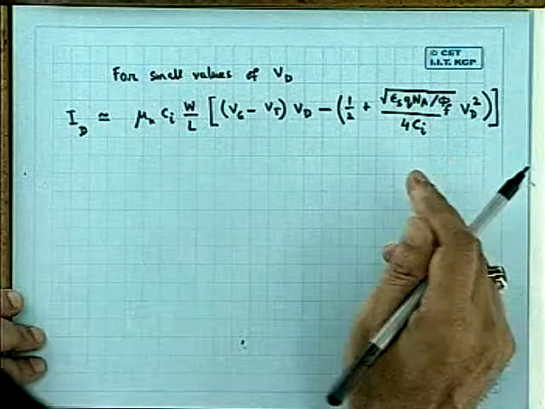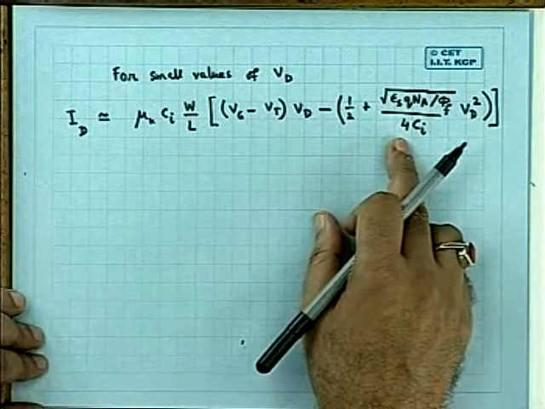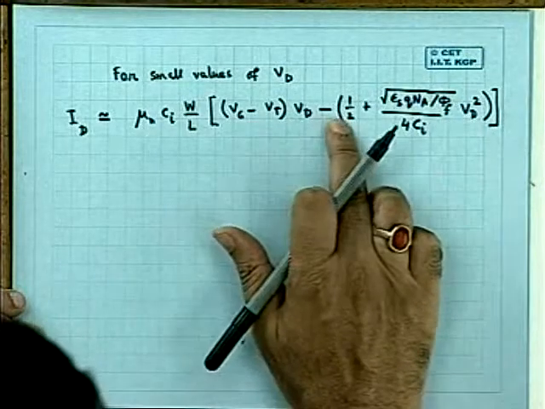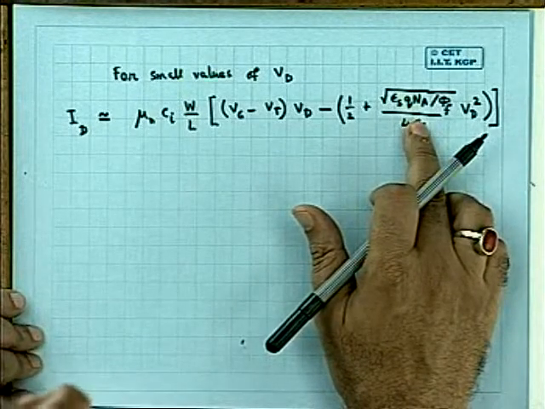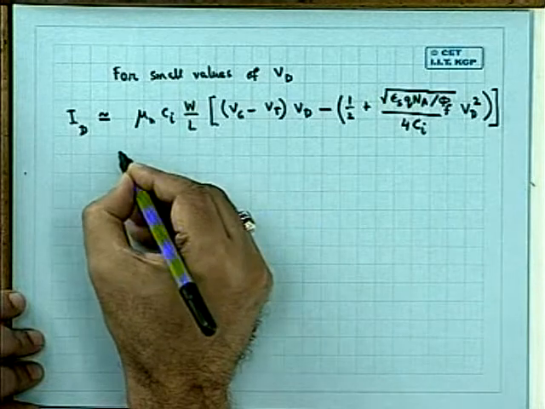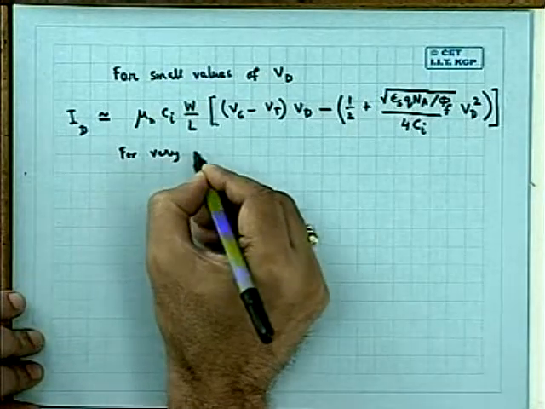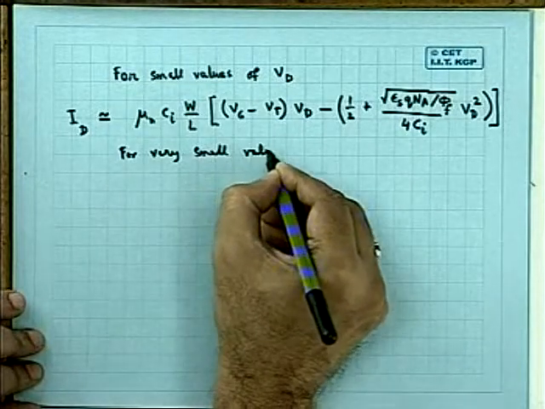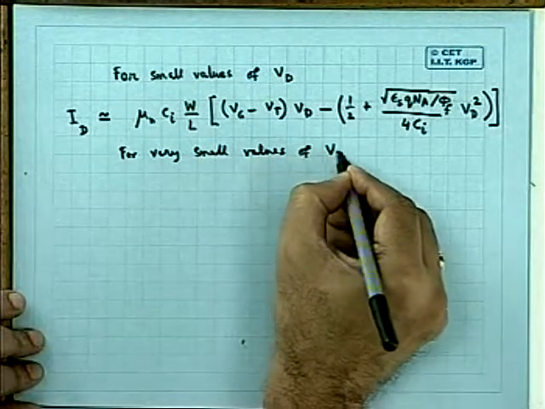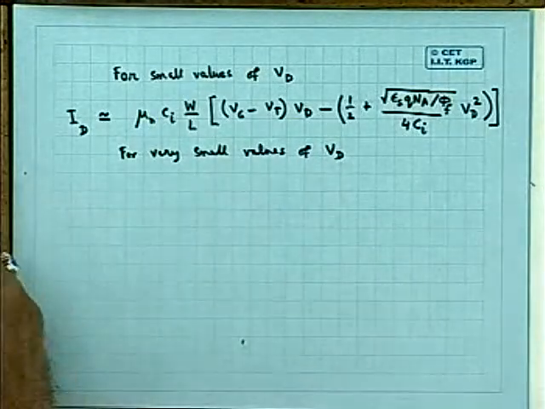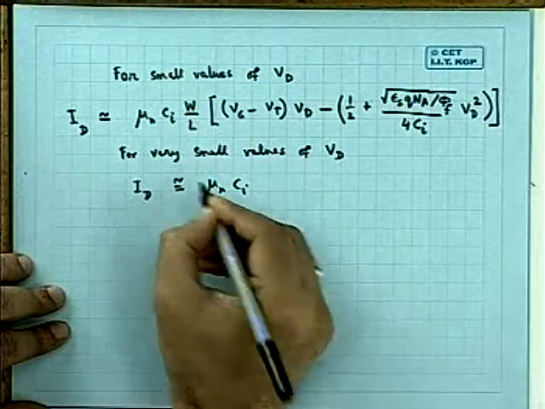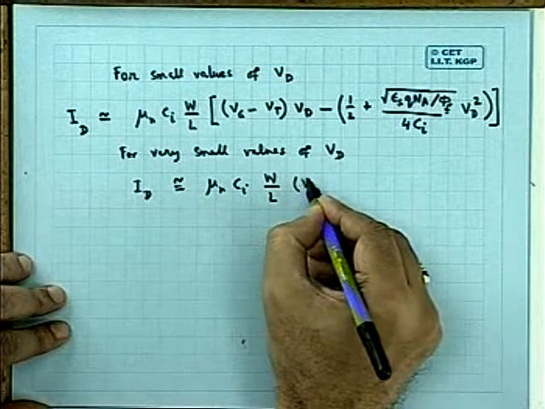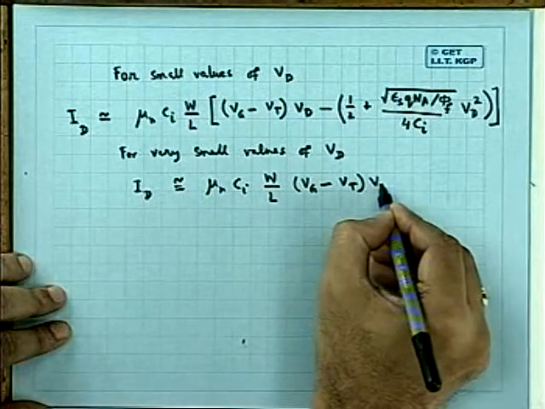Here, this equation looks very similar to the ones which you derived earlier. Only this term is different, otherwise it was this minus half V_D squared. Now this extra term has been added. And again, for very small values of V_D, this equation becomes the same equation as we have already achieved, which is I_D is equal to mu_n C_i W by L into (V_G minus V_T) into V_D. Same equation.